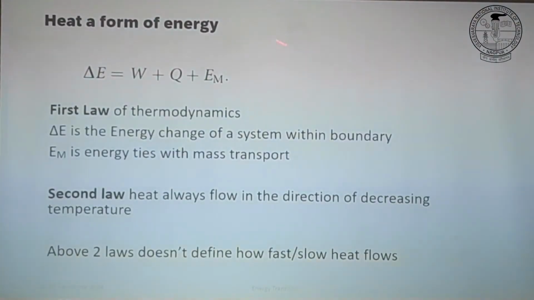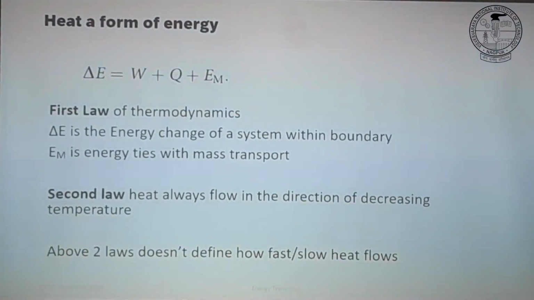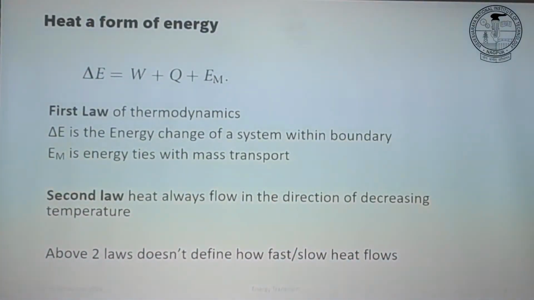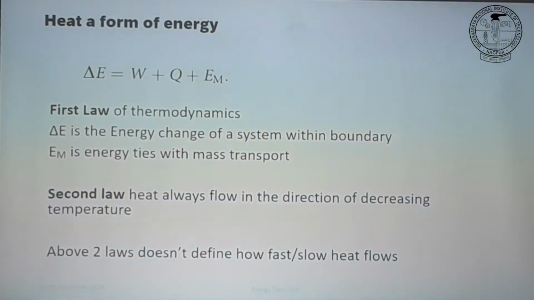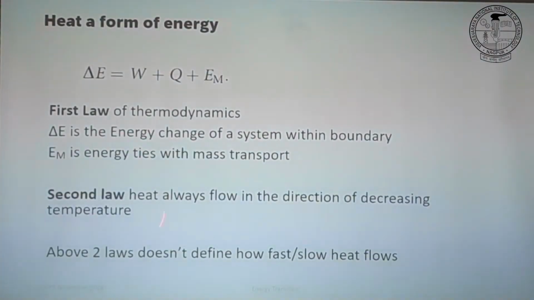Yeah. So first law only about balance, right? Second law, direction. So balance is fine, direction is fine, right? But we still don't know how fast, right? What equipment we need, how fast we can transfer heat. So that's the problem with, not problem, but second law doesn't cover how fast and how slow the heat flows, right?